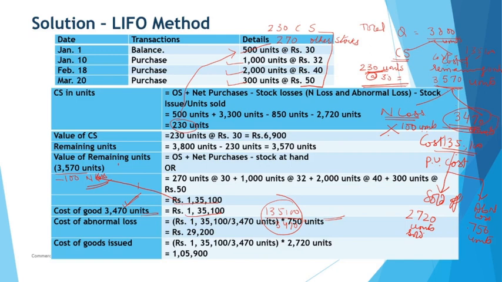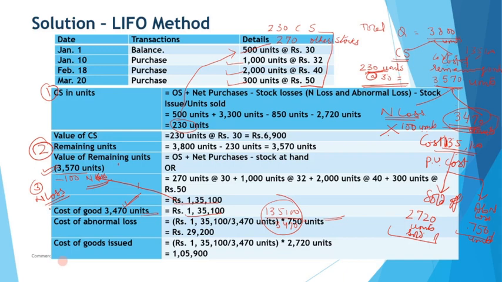So just take up the per unit revised cost. So this is the cost of 3470 units. So determine cost of 1 unit from here, multiply this with 750 to get abnormal loss, multiply this with 2720 to get cost of goods issued or sold. So this procedure will be followed under each method. Whichever method you follow, these are the steps. First of all, calculate closing stock, then determine remaining units and their value. Now update normal loss. So as a third step, normal loss is to be adjusted and cost is to be revised.